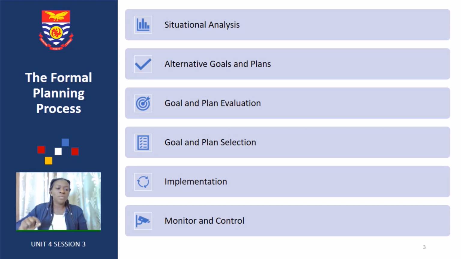Based on the A we've selected, we need to implement it for us to know that this is really on point, this is good. If it's not good, we need to control it. As we implement, we need to be monitoring and then controlling. So the formal planning process starts, first and foremost, with analyzing the situation. Once we are done, we need to develop alternative goals and plans. You don't start with just one and stick to that one. You need to have as many options as possible to help you in choosing.